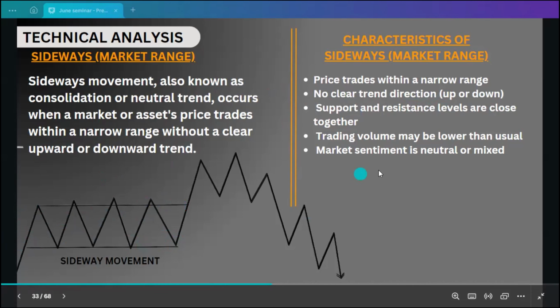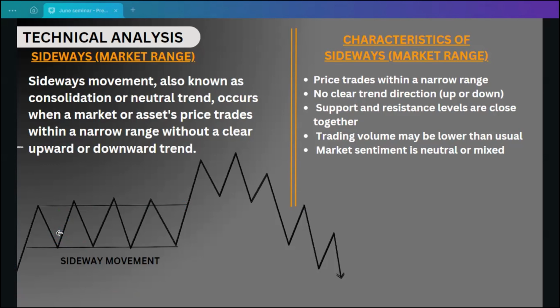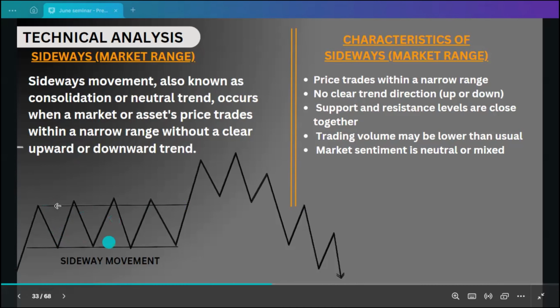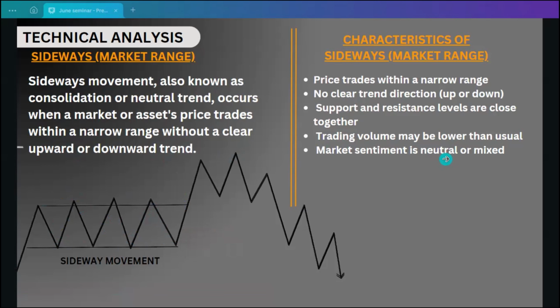Trading volume may be lower than usual. There's no impulsive move in this movement, and if there's no impulsive move, there's no strong movement, so there's no retracement move. There's no sustainable and affordable price level to trade with. Price is just moving around here. This could be 50 pips up, 50 pips down, 50 pips up, 50 pips down. So market sentiment is neutral or mixed.